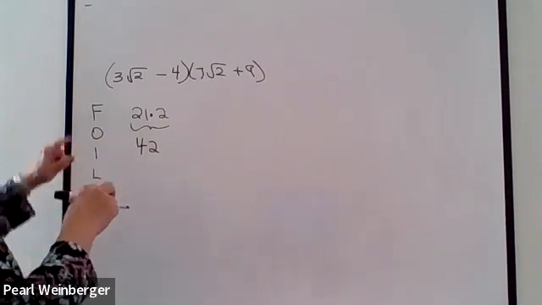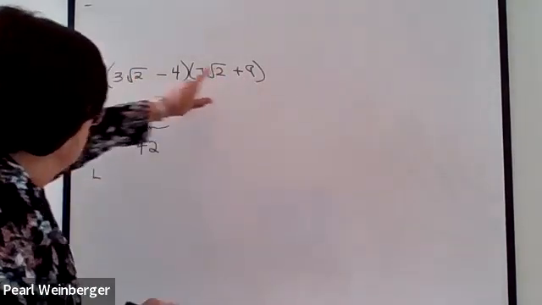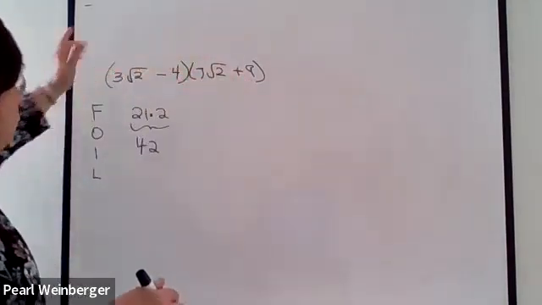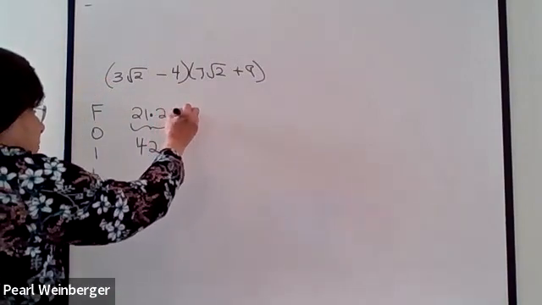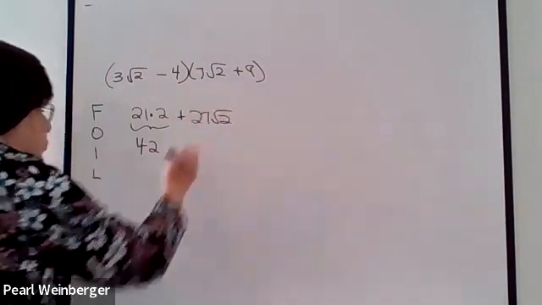Okay. Outer. That's 3 radical 2 times 9. So I multiply the 3 times 9. The 9 is not inside a radical, so I multiply it with a number that's outside the radical. So that gives me 27 radical 2.